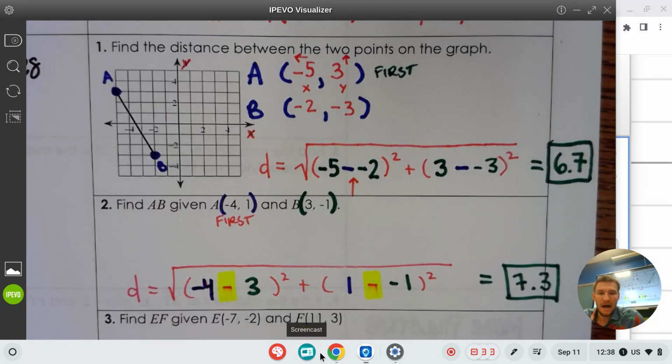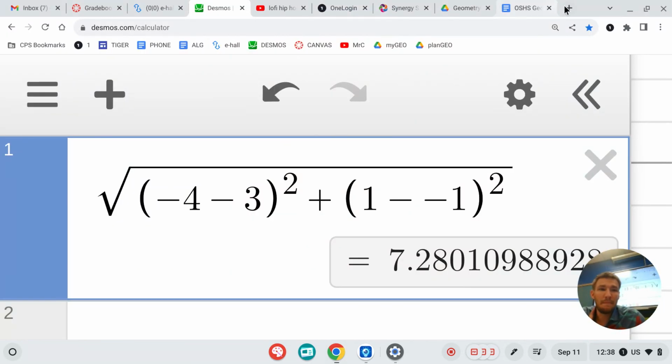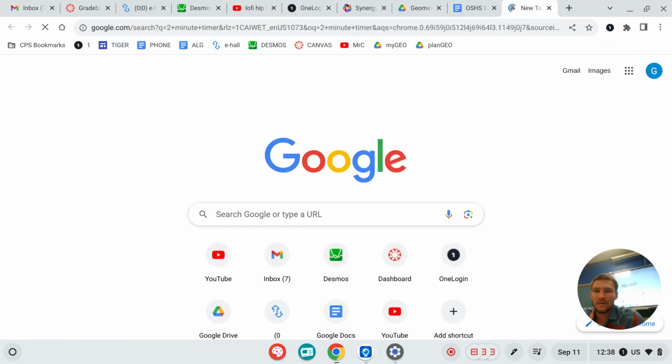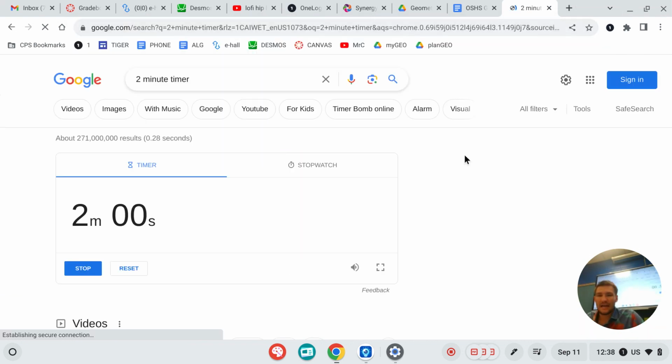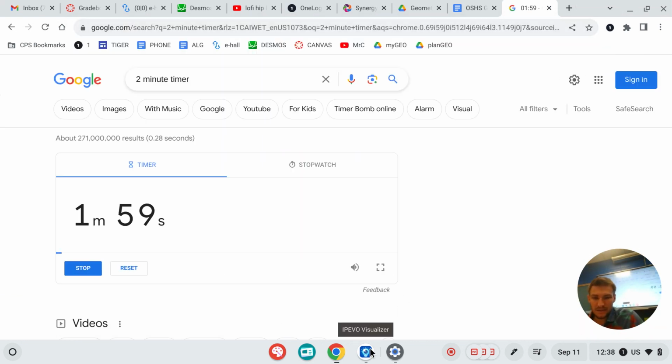All right, I'm going to give you a 2-minute timer. See if you can knock out number 3. Again, these are questions that are not requiring a whole bunch of brain power. It's just all organizing. Write neatly. Organize yourself. Make sure you don't forget those negatives.